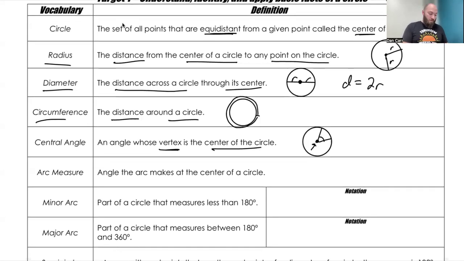Arc measure. This is the angle the arc makes at the center of the circle. So an arc measure is kind of related to our central angle. So if I draw something in like this right here, the arc measure is this angle. So kind of think of it this way. If I look at the angle between my two hands here, it's about 30 degrees, roughly like that. Well, the arc measure would be from my fingertip to fingertip. What circular path is that? That's also about 30 degrees.